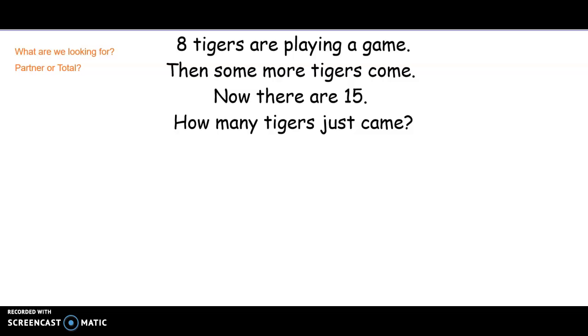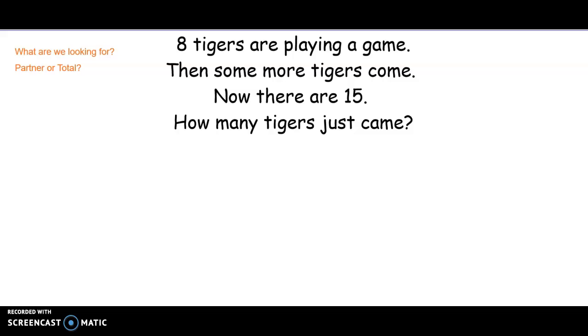So the questions we want to ask ourselves, what are we looking for? Is it the partner or the total? So 8 tigers are playing a game. Then some more tigers come. Now there are 15. How many tigers just came?